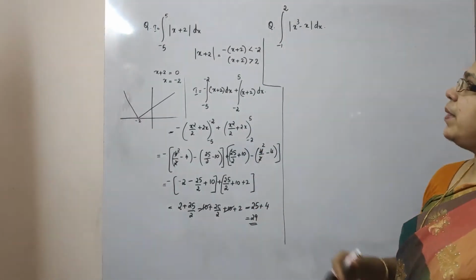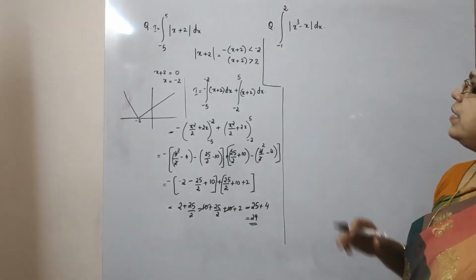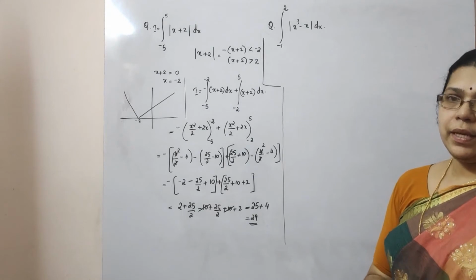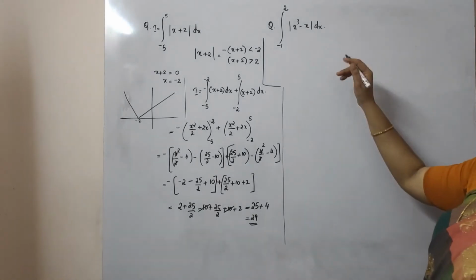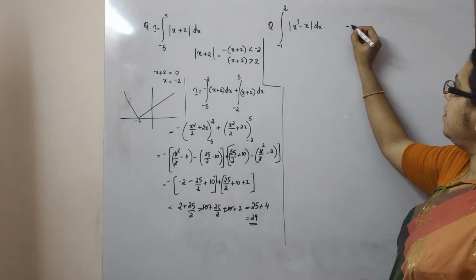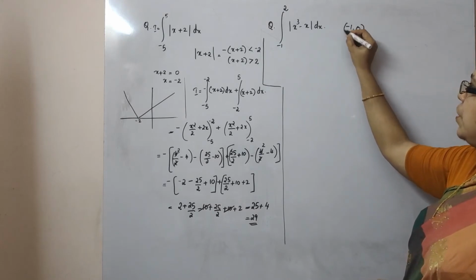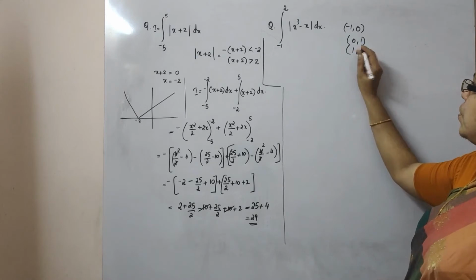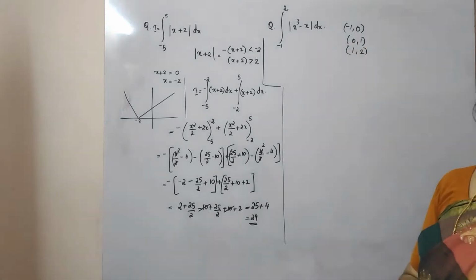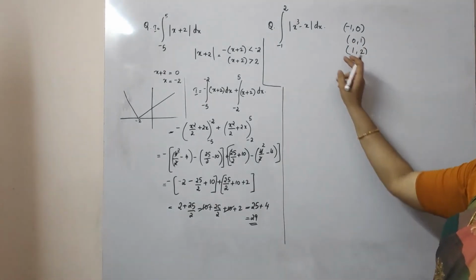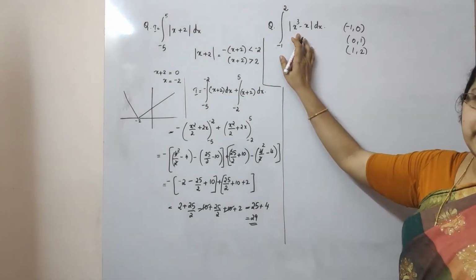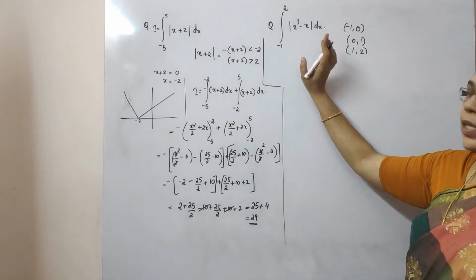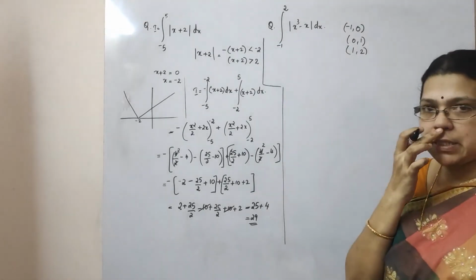Now, in the next question I have the integral of minus 1 to 2 of mod of x cube minus x into dx. Here, what I do is, I split the interval into minus 1 to 0, 0 to 1 and 1 to 2. Why am I doing this? Because this is not a linear expression inside the modulus. So, it is of the x cube minus x form.